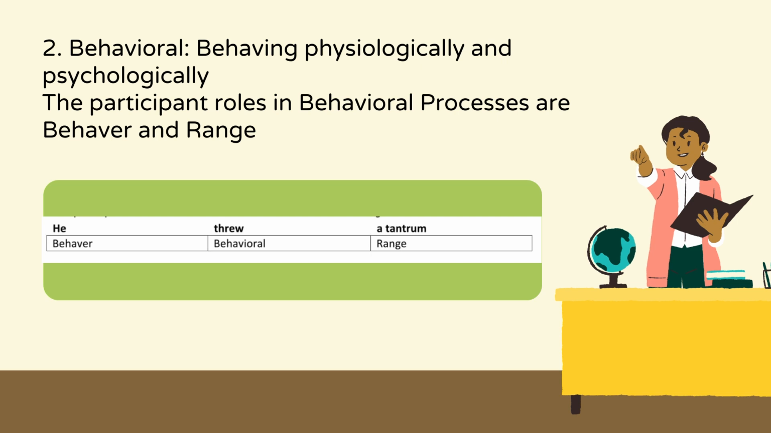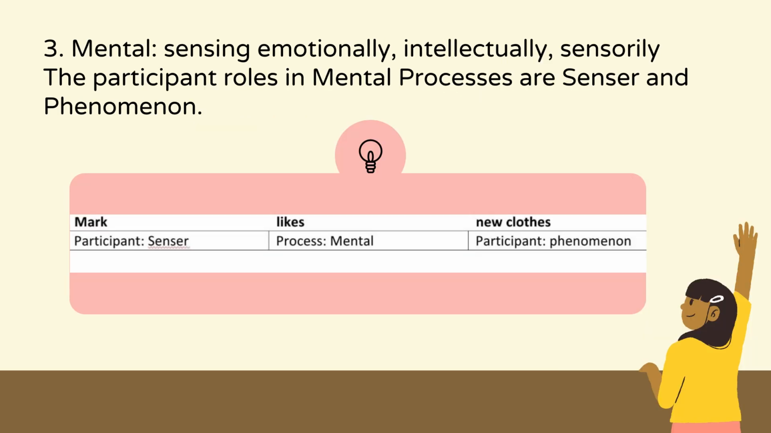Next, we are going to talk about the mental process. A mental process involves sensing, emotionally, intellectually, and sensorially, often referred to as cognitive, affective, and perceptive. In a mental process, the participants are called sensor and phenomenon. For example, Mark likes new clothes. Mark is the participant, or sensor. Likes is the process, or mental process itself, and new clothes is the participant that belongs to the phenomenon.